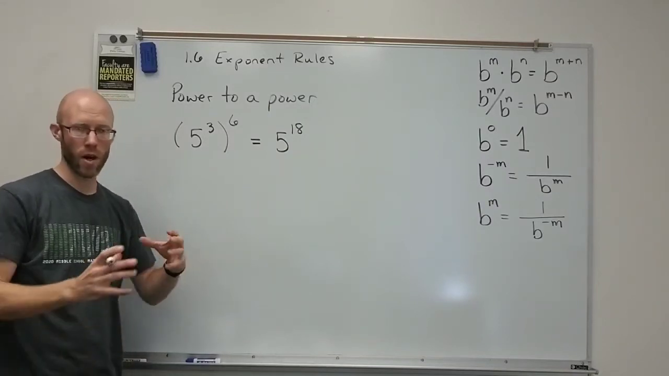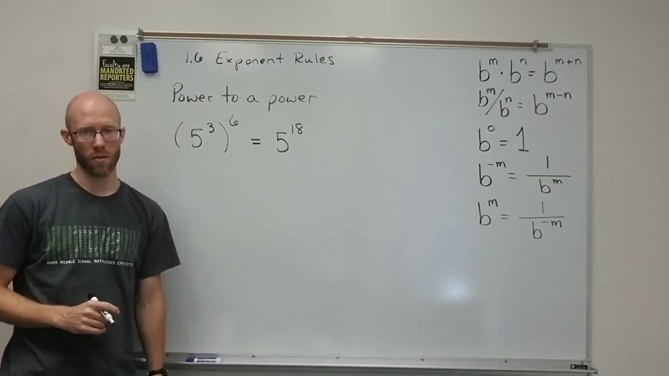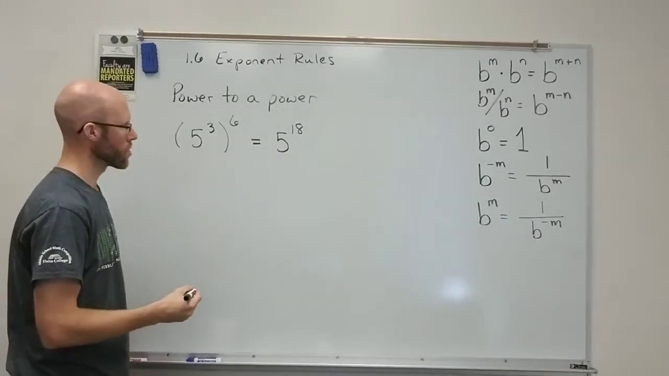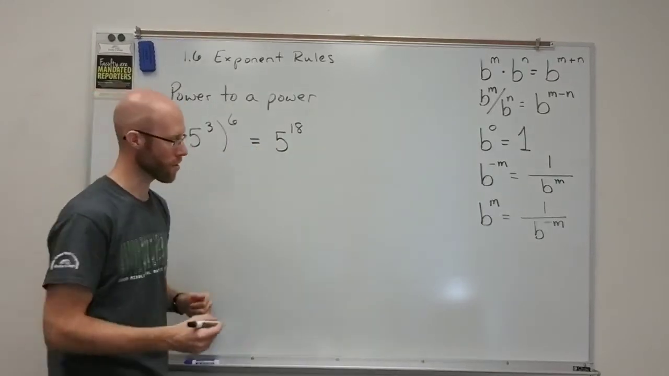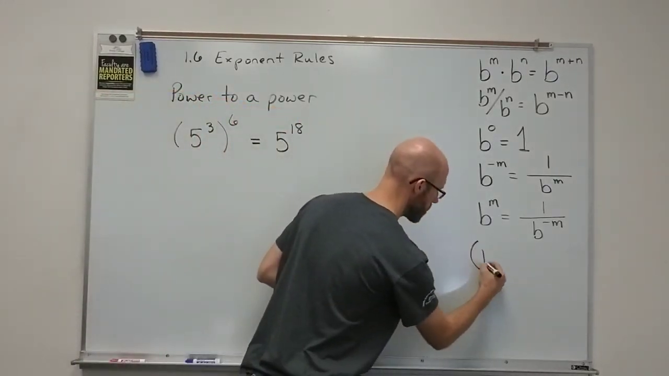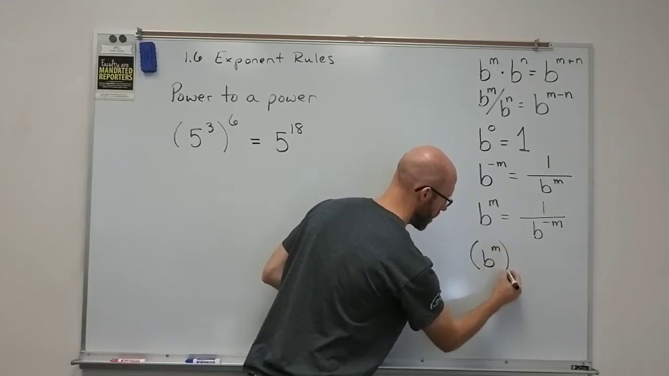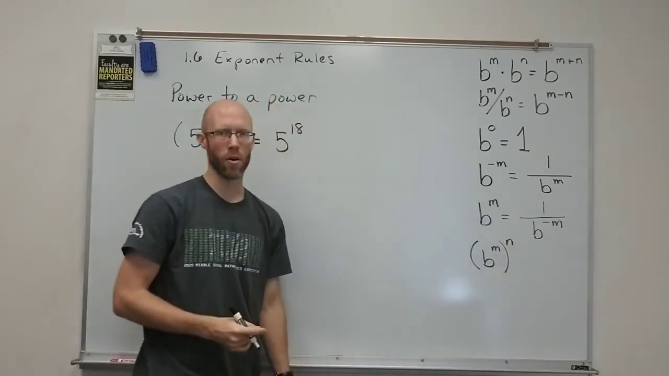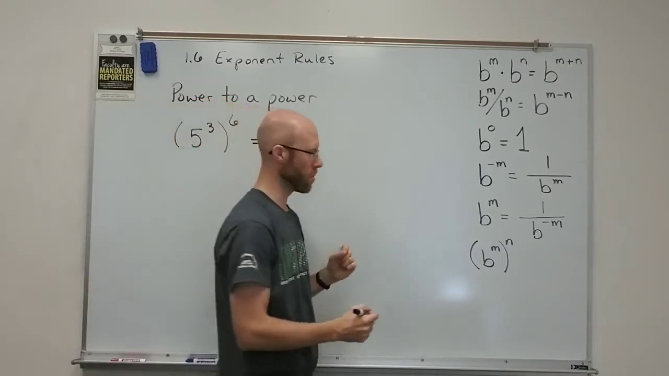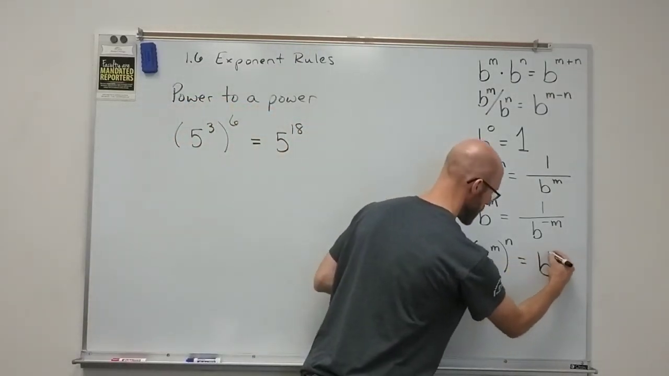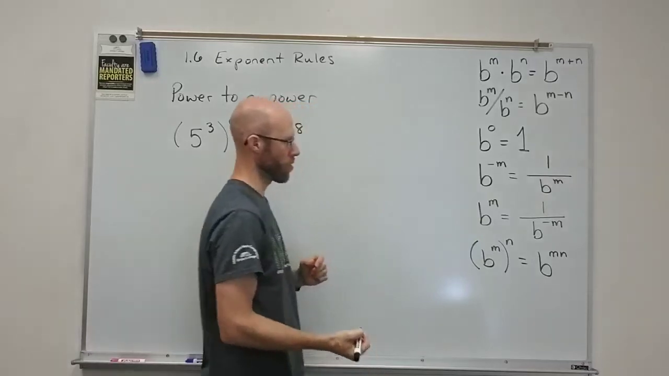And again, rather than write out all that expansion, I'm just going to give you the final result. So as a general rule, power to a power, you multiply the 2 powers together. So if I had any base raised to a power, and then that raised to another power, it would be simply the base raised to the product of the 2 powers. So it would be b to the m times n, or mn power.